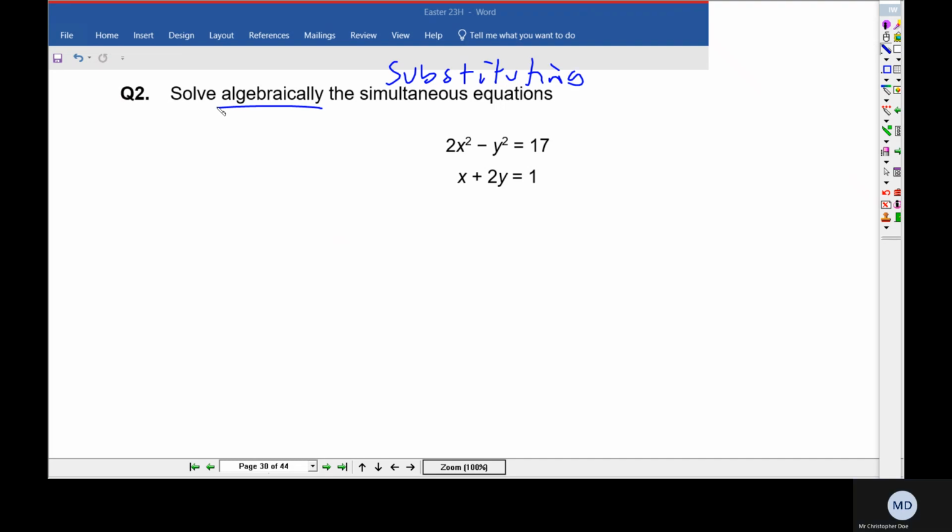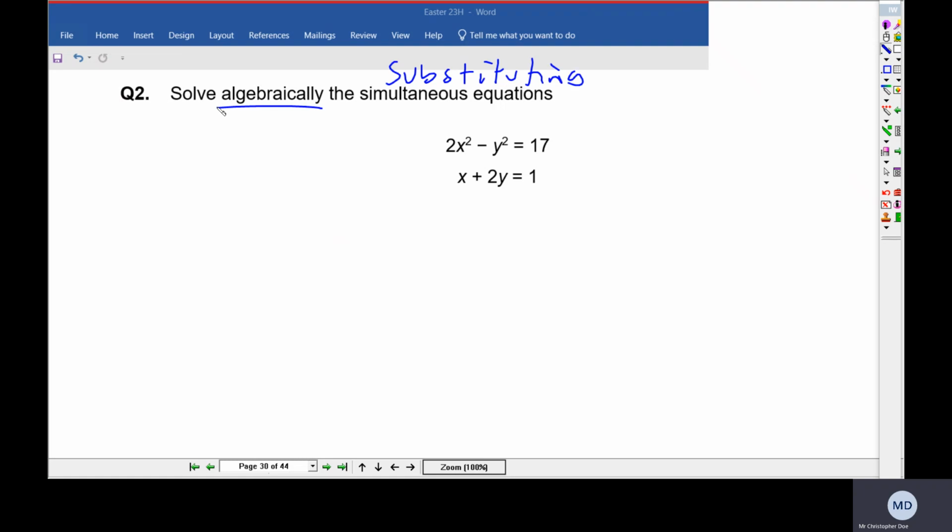You can't guess. It's very unlikely that you're going to guess because one of the answers is 2.147 and so on. It's not an easy number like 3.5 that you might guess. Right, so you've got to start by rearranging the simple equation and then you substitute it into the first one.